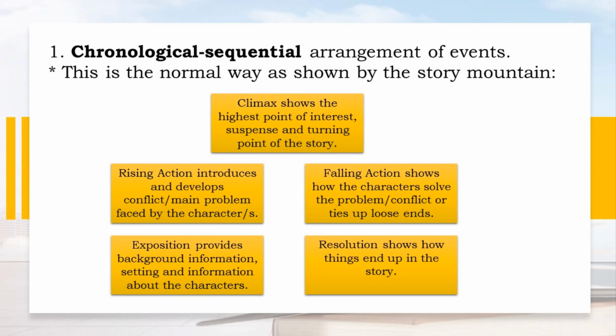1. Chronological: sequential arrangement of events. This is the normal way, as shown by the story mountain. Climax shows the highest point of interest, suspense, and turning point of the story. Rising action introduces and develops conflict, the main problem faced by the characters.